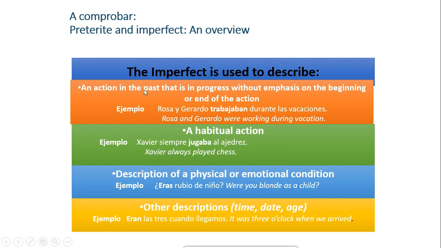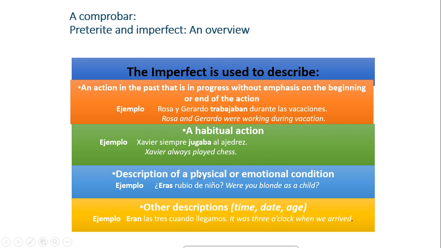Ok, se usa el imperfecto para describir una acción en progreso en el pasado sin énfasis en el comienzo ni la terminación. Okay, so the emphasis is on in the middle of an action, and this is going to translate to was or were plus ing in English. So I was talking, she was listening, and so forth. Rosa y Gerardo trabajaban durante las vacaciones. Acciones habituales. Se usa el imperfecto. Por ejemplo, Javier siempre jugaba al ajedrez.